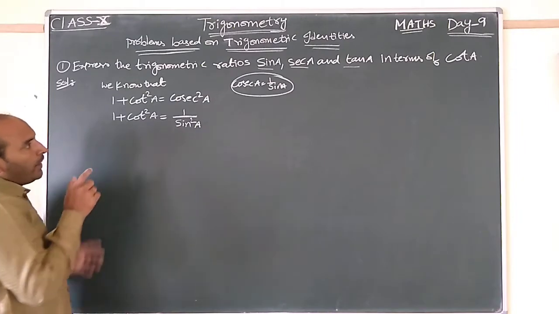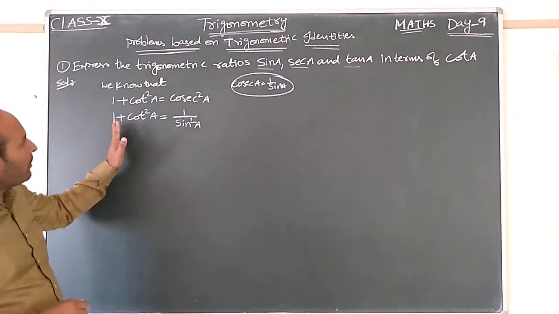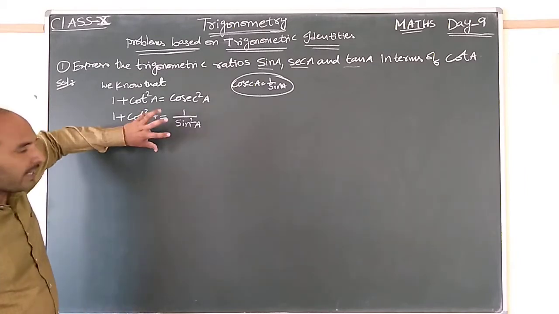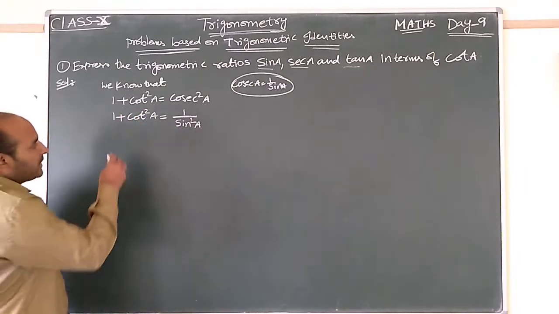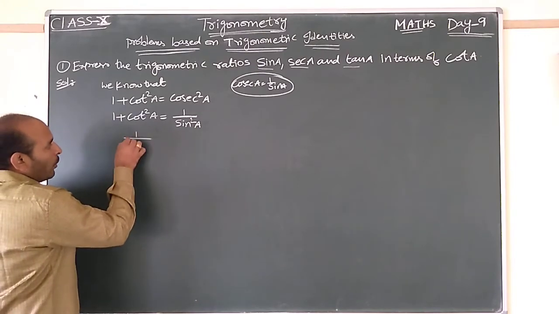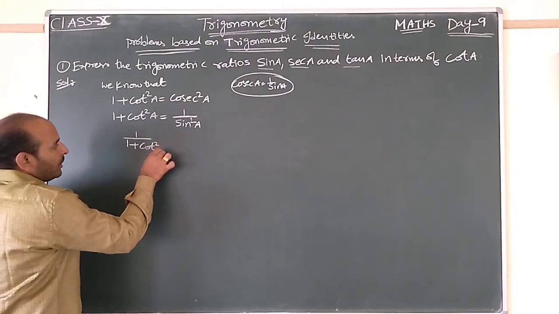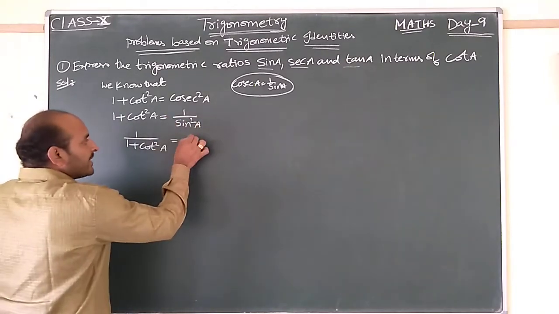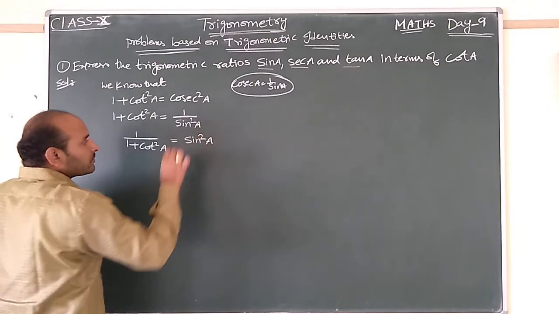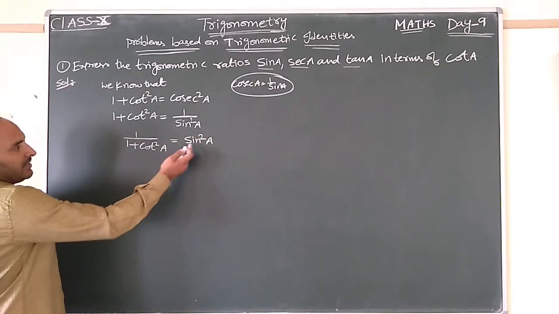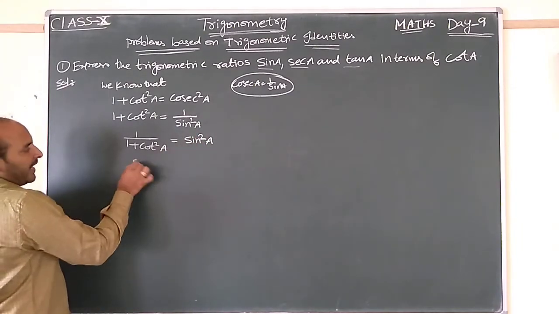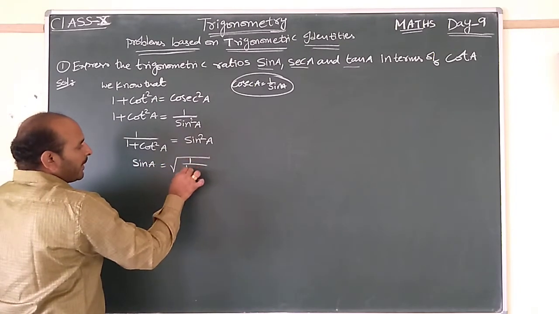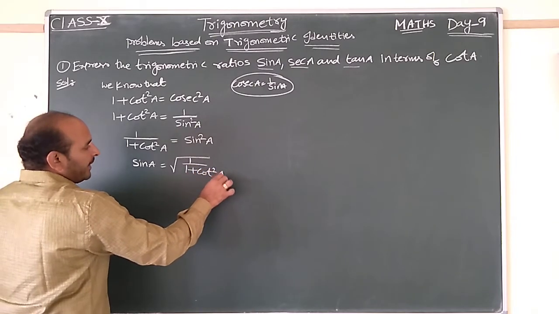Now I want only sin square A, but I have 1 plus cot square A is equal to 1 upon sin square A. Taking reciprocal of both sides, 1 divided by 1 plus cot square A is equal to sin square A. So that means I want only sin A. Sin A is equal to square root of 1 divided by 1 plus cot square A.